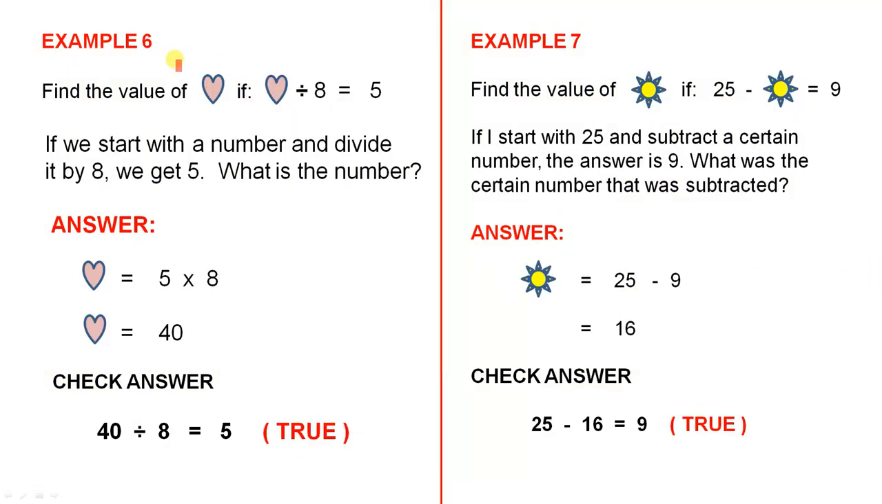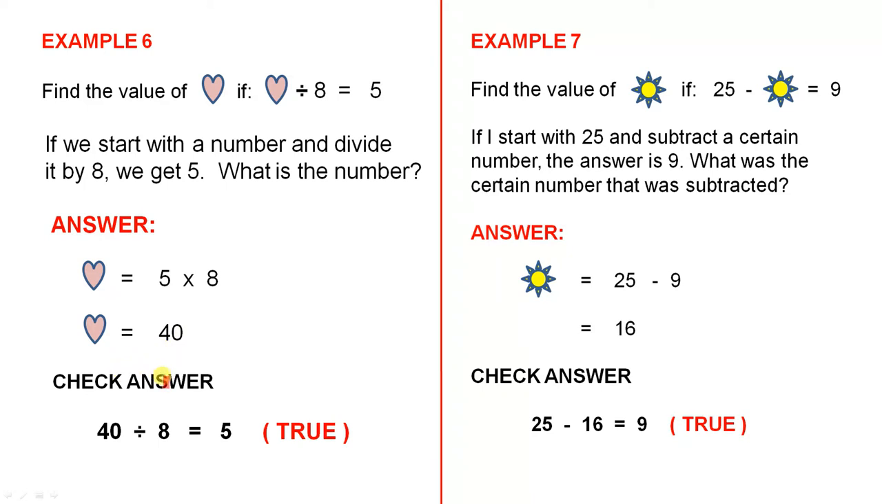Example 6. Find the value of the heart if heart divided by 8 equals 5. If we start with a number and divide it by 8, we get 5. What is the number? Well, the answer, the heart must be 5 times 8, so the heart is 40.